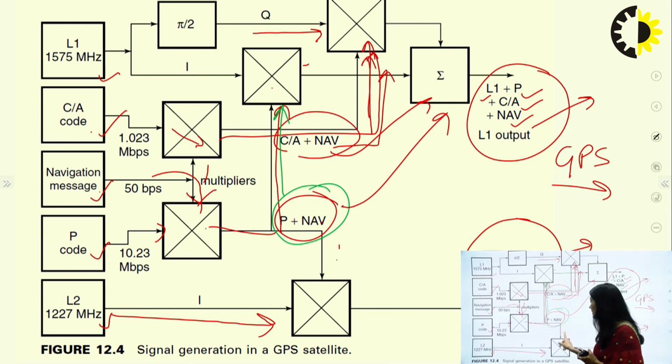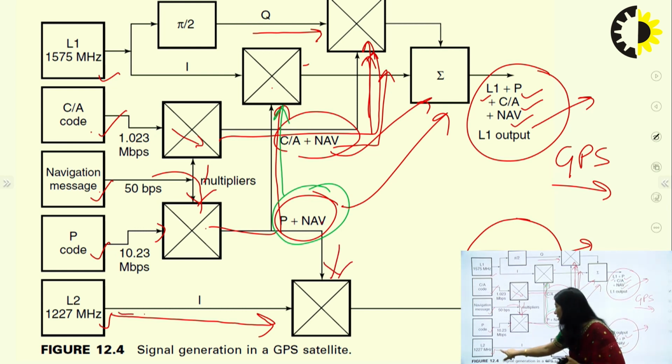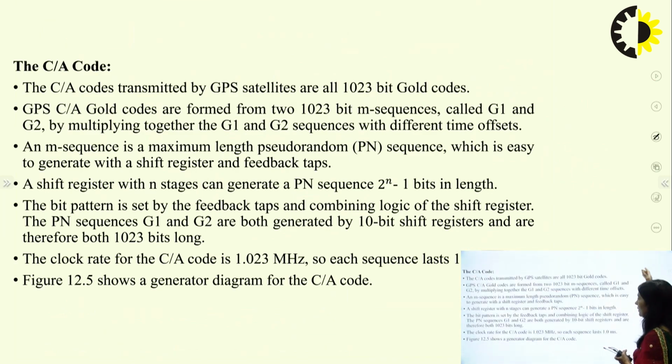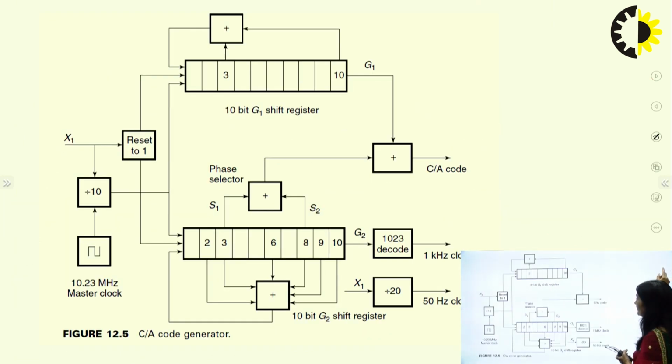So this P plus navigation will be given and it will be multiplied by the L2. Okay, modulation is done. BPSK modulation we are doing here, and the output will be the L2 output, having the L2 signal, which is coming from here, plus P plus navigation. So the final output will be the combination of these two signals, right? So this is how the signal is generated in a GPS satellite. This I have already covered here.